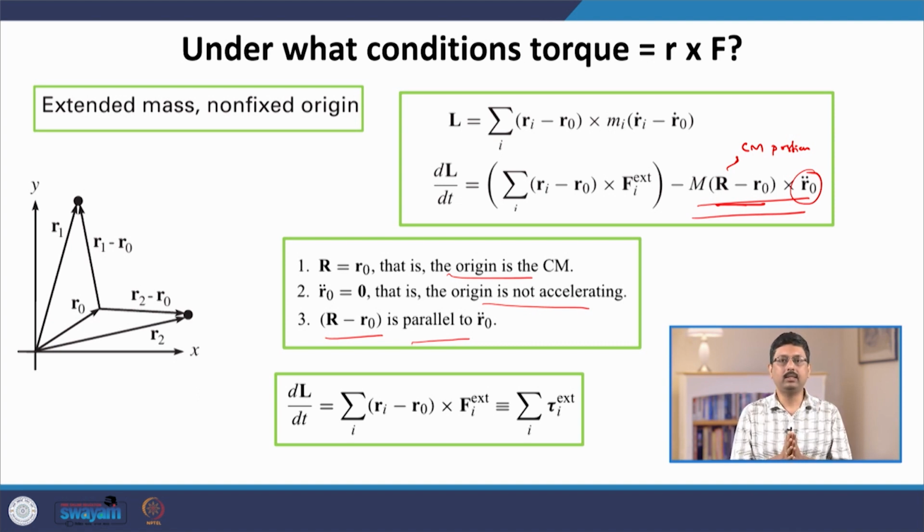So, to summarize, if you take an inertial frame, we looked at the relation between the rate of change of angular momentum and torque. We found that in an inertial frame, the rate of change of angular momentum is equal to r cross F. But if we take a moving frame of reference, it is not true in general, and we discussed the conditions under which it is true.